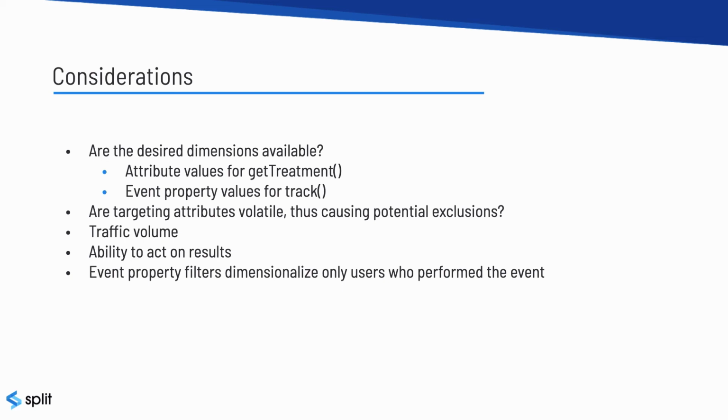How much traffic volume do you have? So when you use targeting attributes, you're separating out a cohort from the general audience. And so for each of those, there's going to be a smaller amount of users going through the experiment than if you combined everyone. So it might take longer to get to statistical significance depending on what your actual volume on your site is. Here's a key one, which is the ability to act on results.